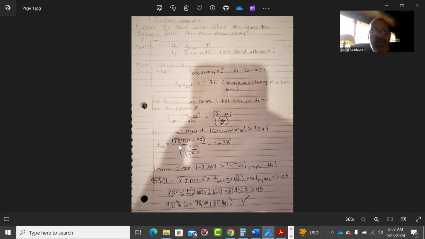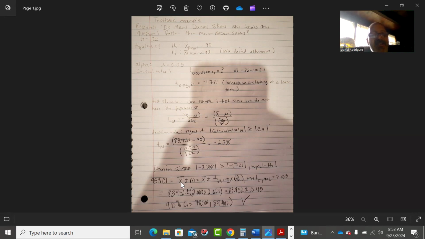All right, so we got 83.952 minus 90. We got 12.29 as our sample standard deviation divided by the square root of 22, where 22 is our sample size. We get minus 2.308. Since the absolute value of minus 2.308, or 2.308, is greater than, in this case, 1.721, we'd reject the null hypothesis. So our skiers are faster. Yeah, of course they are, because I probably worked with them.